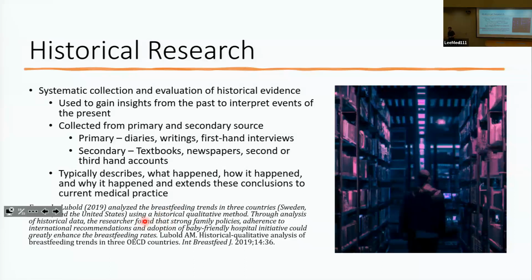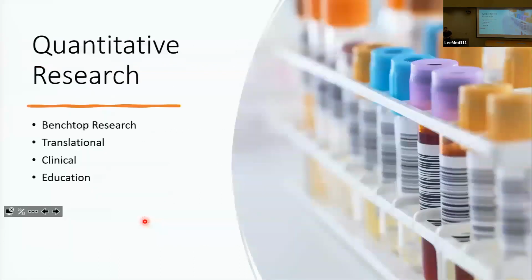So that would be historical research. All right, now for the last few slides, we're going to talk about quantitative research, and we'll go through this pretty quickly because we've already talked about quantitative research a fair bit already. But this can be benchtop research, translational research, clinical research. It can be educational research. I won't talk about that today just for time constraints, but that can also be quantitative.